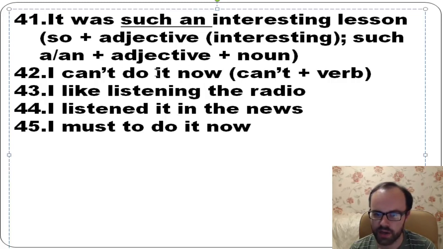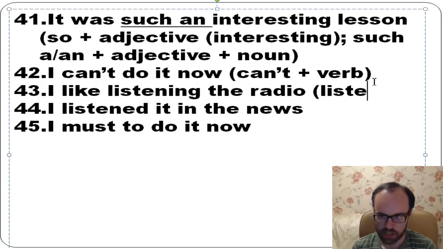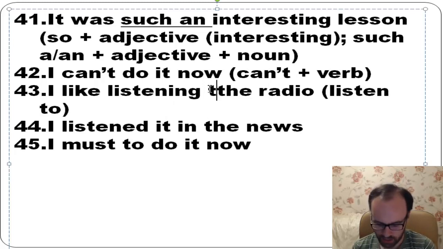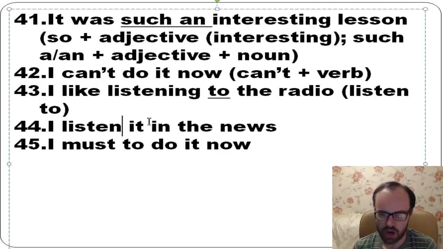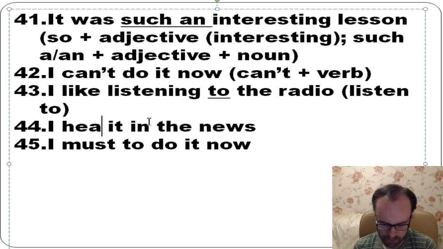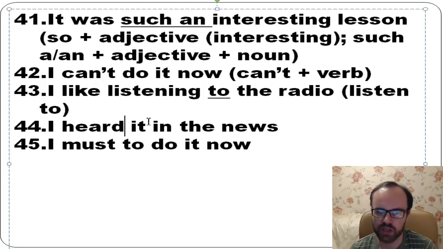I like listening to the radio. So where is the mistake? So listen to. I like listening to the radio. I listened it in the news. It means that one time. So listen, it's, you know, when you try to concentrate. So it's about concentration. So just one time. So you need to use heard. I heard it in the news.